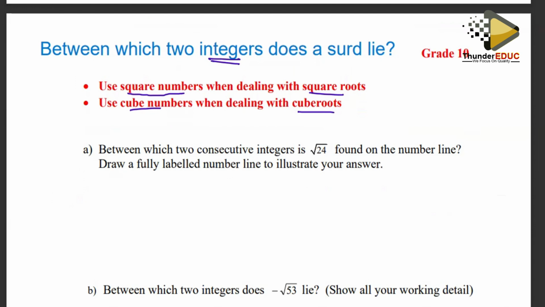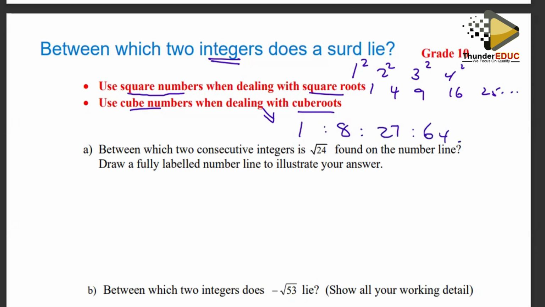After getting this, what are square numbers? Remember, if you square the natural numbers, 1 squared, 2 squared, 3 squared, 4 squared, whatever answers you get will be the square numbers like 1, 4, 9, 16, 25, 36, and so on. If it comes to the cube numbers, 1 cubed is 1, 2 cubed is 8, 3 cubed is 27, 4 cubed is 64, and so on and so forth. So our focus must be on these numbers, okay? So how do we determine the answers?